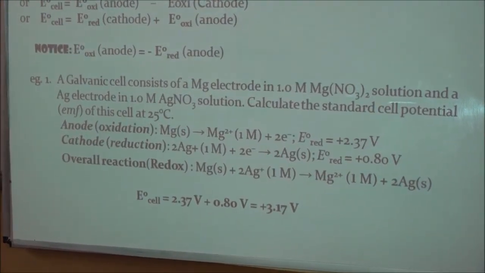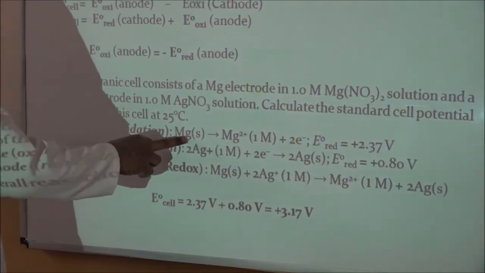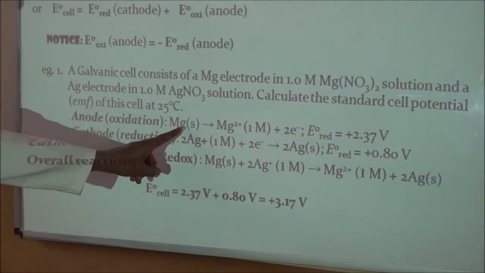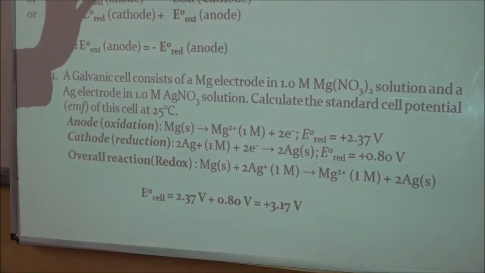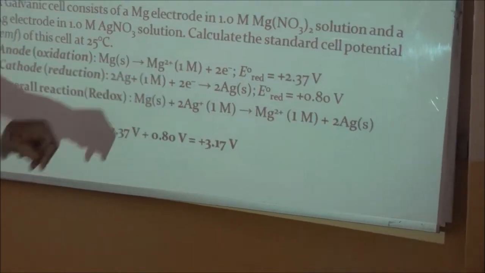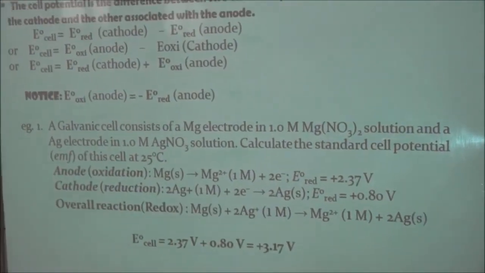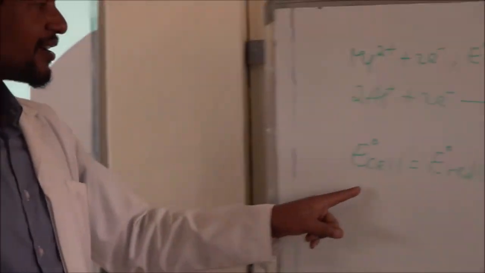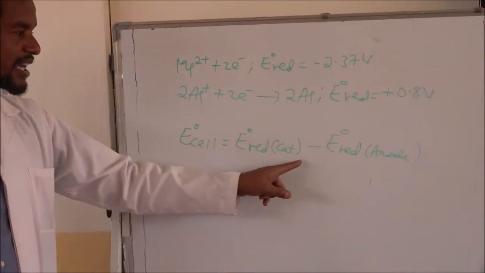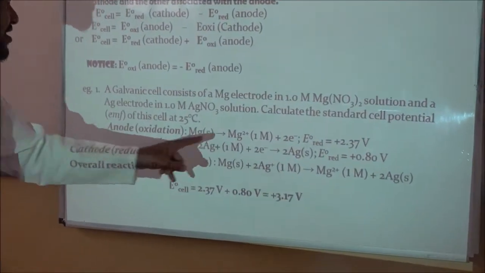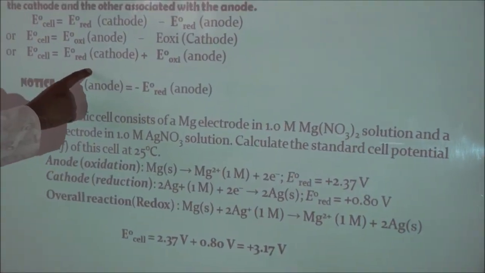Here in a galvanic cell, the values are given for the anode, magnesium to magnesium 2 plus, E of oxidation is 2.37. It is not reduction. I already told you the standard is in reduction value, but sometimes they may give oxidation. Magnesium is oxidized here, and silver from plus to 0 is reduction. So how can you calculate? The formula: E of cell is E of reduction at cathode minus E of reduction at anode. But we don't have E of reduction at anode. Rather, E of oxidation at anode is given. In this case, you can use the second formula.